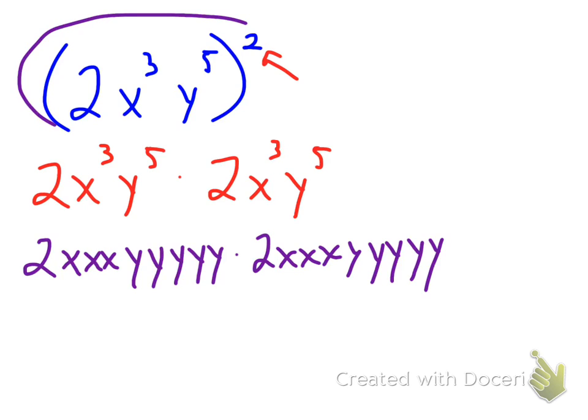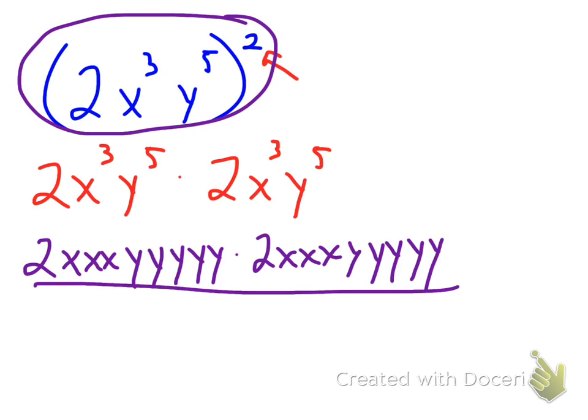So by writing it this way in blue, that actually represents all of this here in purple. So you can see why it's much easier to go through and write it like we do in blue with the exponents.